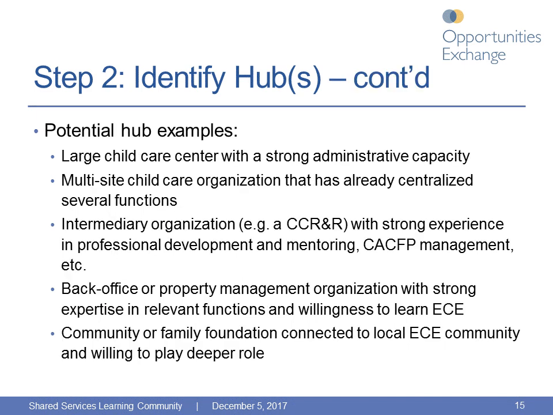Some potential examples are a large child care center that's very strong administratively, a multi-site group that already has centralized several functions, an intermediary organization that has a particular strength in one or more areas. You can even get more creative, as the Alliance in New Hampshire has done, by looking at a property management organization, or community or family foundations that are very, very connected to the local community.